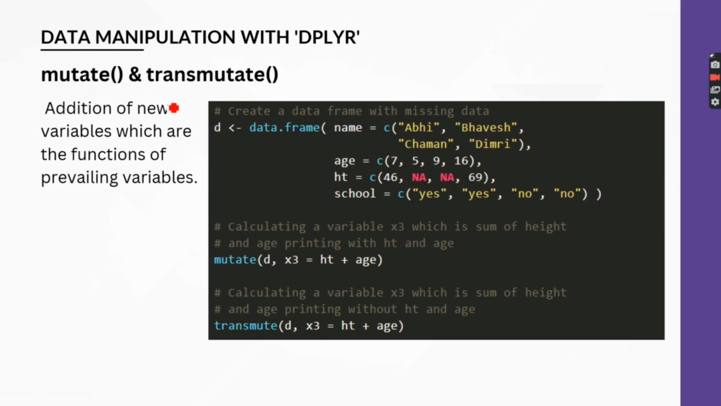Now what mutate and transmutate do is add new variables which are functions of existing variables. How does it work? Let's see. With mutate, we want to calculate a variable x3, which is the sum of height and age, printing it with HT and age. So we are creating a variable named x3, and we are going to get a table out of it. The same goes with transmutate. We are calculating a variable x3 again, which is the sum of height and age, and printing it without HT and age. And mutate will print it with HT and age.